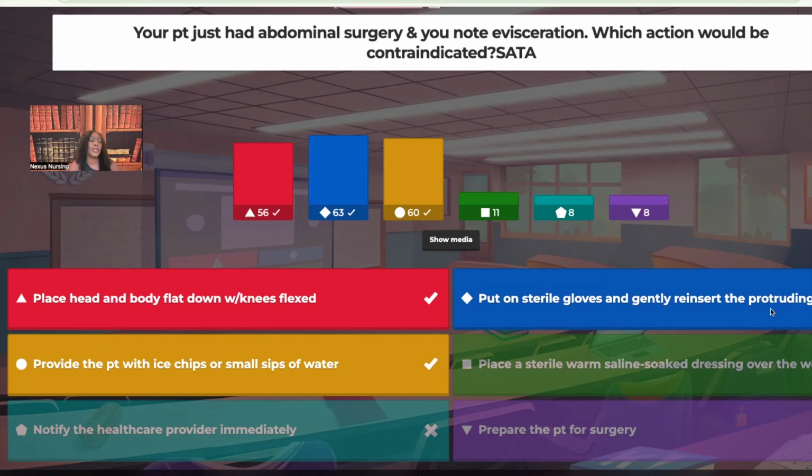Let me tell you something. When it comes to the rupture of an organ, when it comes to evisceration, so organs or body parts sticking out of that patient's body, you're calling the healthcare provider. At that point, there's nothing you could do for that patient. It's between their surgeon and God. So you better believe, yes, you're calling the healthcare provider immediately because that patient's going to have to be rushed into surgery. And last, prepare the patient for surgery. Absolutely, if we want them to live.